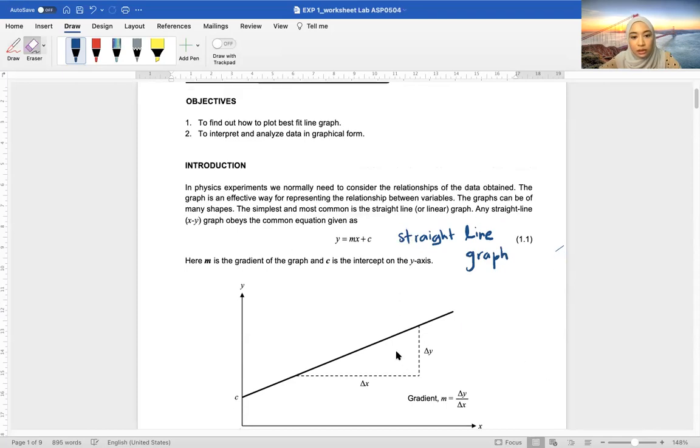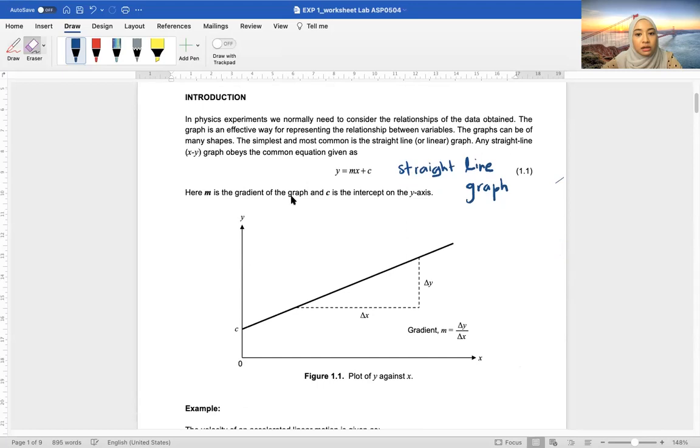Okay, so let's take a look at this. Here M is the gradient of the graph. What is gradient? Gradient ni kecerunan. And what is kecerunan? Gradient is M equals delta Y over delta X, the change in Y over the change in X. So delta means change. Always, when we see a small triangle like that, it's called the change. So gradient always gives me the change in Y over the change in X.